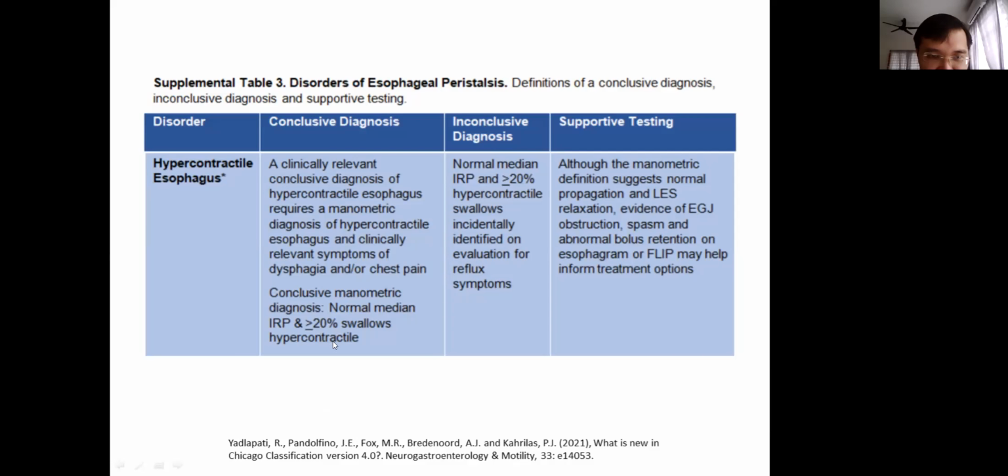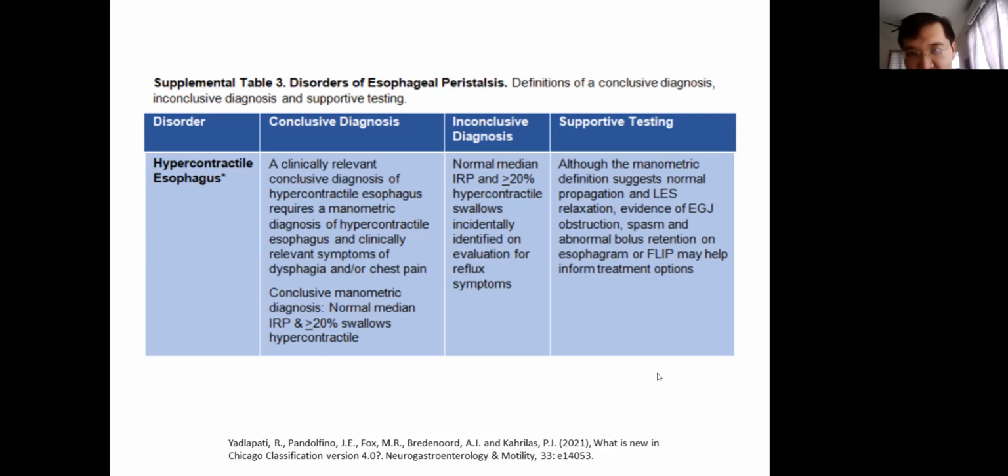hypercontractile, all right, again, conclusive. The diagnosis requires a normal IRP with 20% or more hypercontractile swallows, DCI more than 8,000. Sometimes what happens, you can get an inconclusive situation, right? The IRP normal, 20% or more hypercontractile swallows incidentally identified on evaluation for reflux symptoms. So patients don't really have dysphagia, or don't really have chest pain, right? Because for Chicago 4, you need supportive symptoms. So to come to a conclusive diagnosis, in the absence of symptoms, you can do some supportive testing, right?